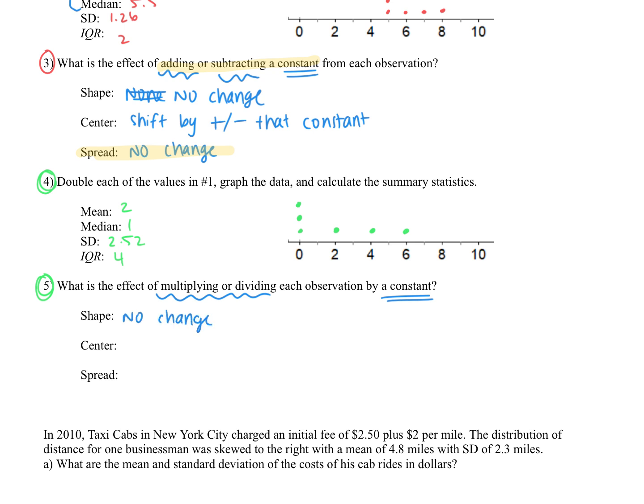But we should notice the center and spread both change. Do they change by a value that we can predict, or is it random? It multiplies or divides by the constant. So they both multiply or divide by the constant.